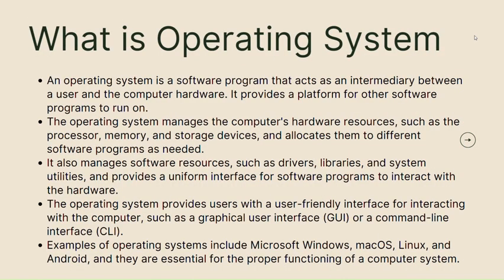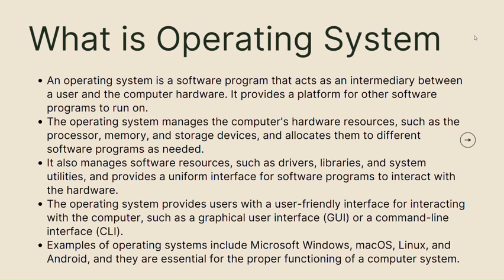Next, we'll see what an operating system is. It acts as an interface between the user and the computer hardware. An operating system is a software program that acts as an intermediary between a user and the computer hardware. It provides a platform for other software programs to run on. The operating system manages the computer's hardware resources such as the processor, memory, and storage devices, and allocates them to the different software programs as needed.